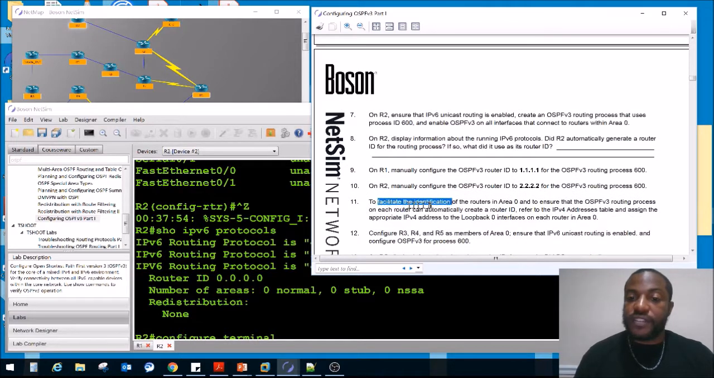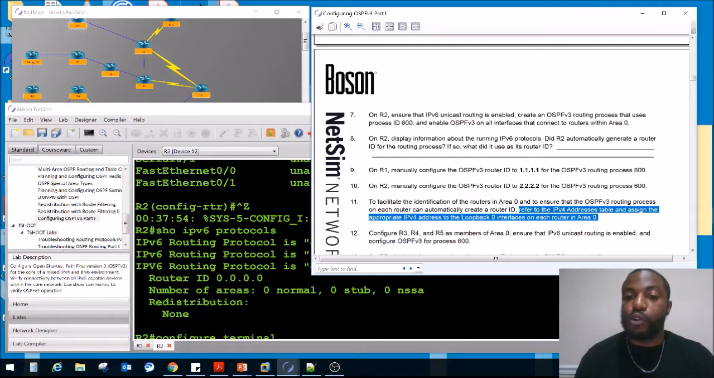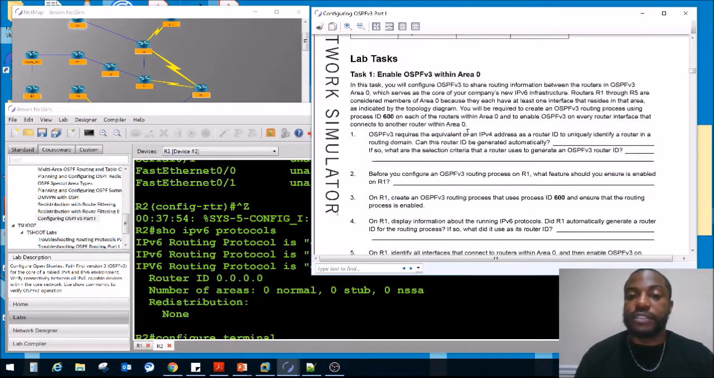To facilitate the identification of the routers in area 0 and to ensure that the OSPF routing process of each router can automatically create a router ID, refer to the IPv6 address table and assign the appropriate IPv4 address to the loopback 0 interfaces on each router in area 0. So we need to basically assign the loopback 0 addresses on each router.